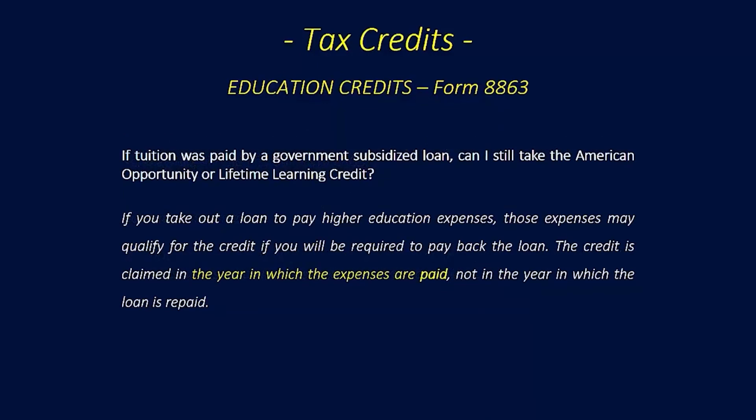If tuition was paid by a government-subsidized loan, can I still take the American Opportunity or the Lifetime Learning Credit? If you take out a loan to pay higher education expenses, then those expenses may qualify for the credit if you will be required to pay back the loan. The credit is claimed in the year in which the expenses are paid, not in the year in which the loan is repaid.